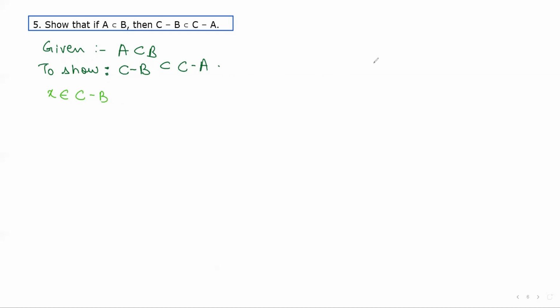Now, if you have an element which belongs to X minus Y, you write it in words as the element should belong to X and the element should not belong to Y. So we'll write this as X belongs to C and X does not belong to B. Or you can consider X minus Y as X intersection Y dash, where intersection means and, and Y dash does not belong to Y. So X belongs to C and X does not belong to B.